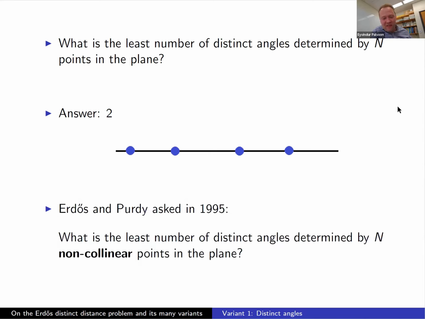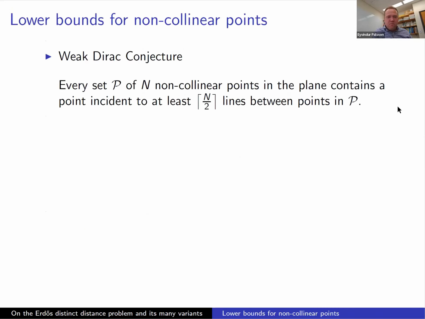But Erdős and Purdy, they realized this in 95. In fact, they asked this question: what is the least number of distinct angles determined by n points? And now a modification: non-collinear points. So at least one is off the line. Okay, they cannot all be on a single line because that's kind of silly. Now, let me show a little proof.